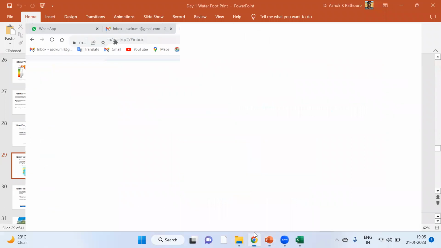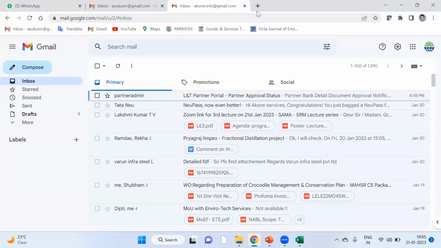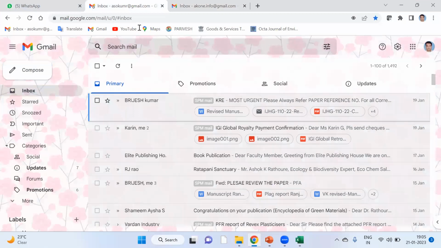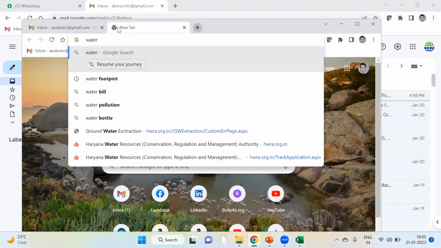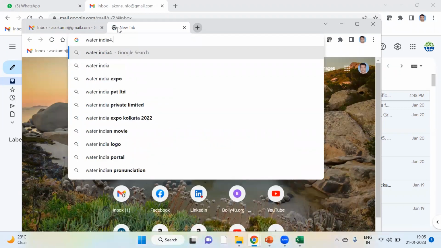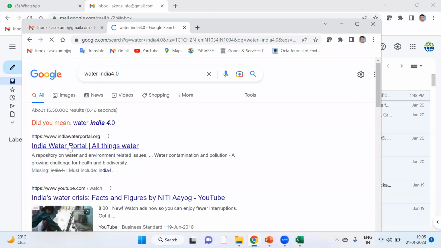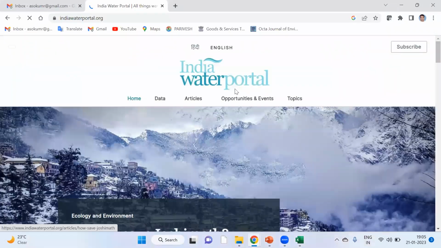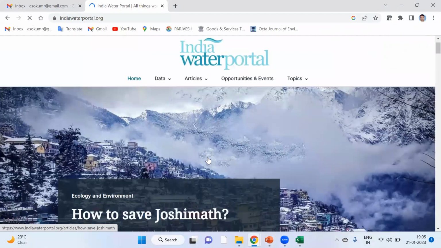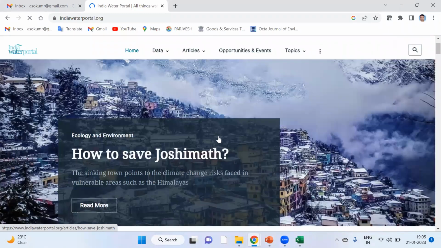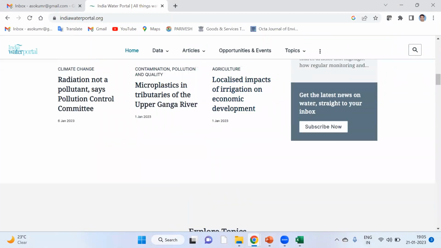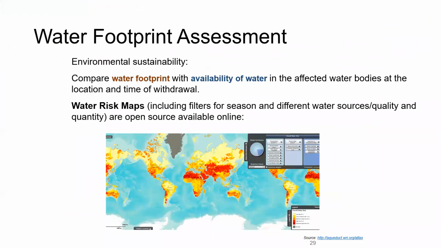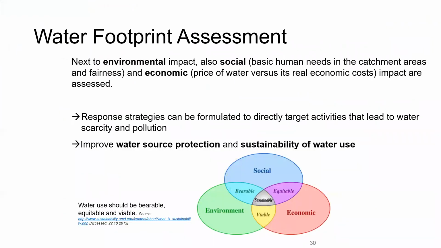So on this, whenever you are going for any specific industry, this is India Water Portal. So in this India Water Portal here, you can explore the maps and the water footprint. I will share the link so that you can also access this.